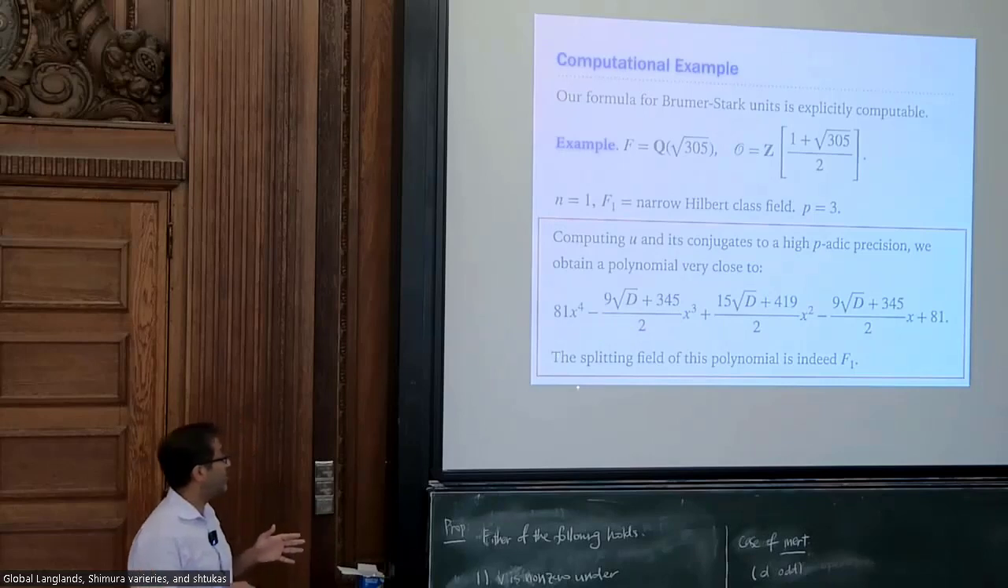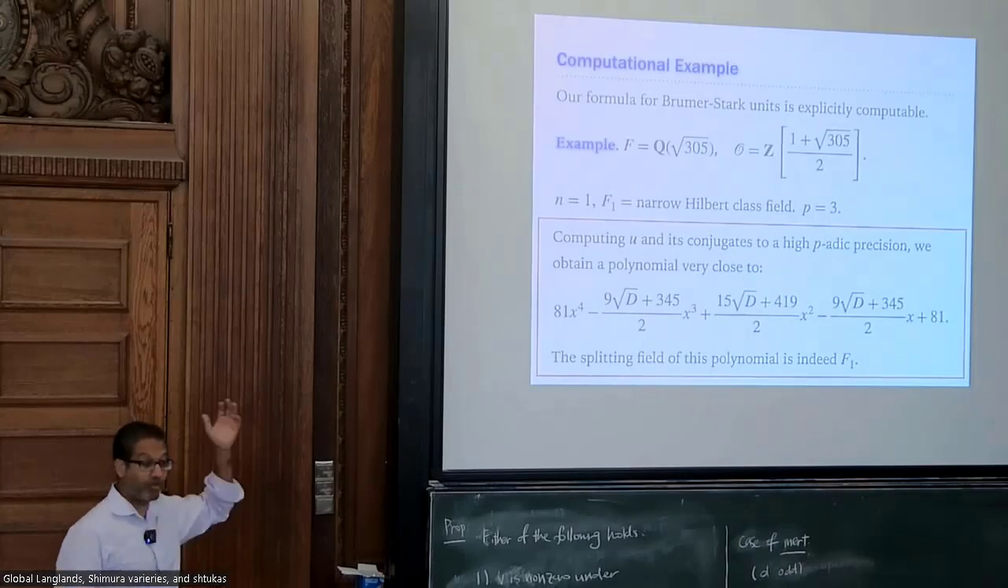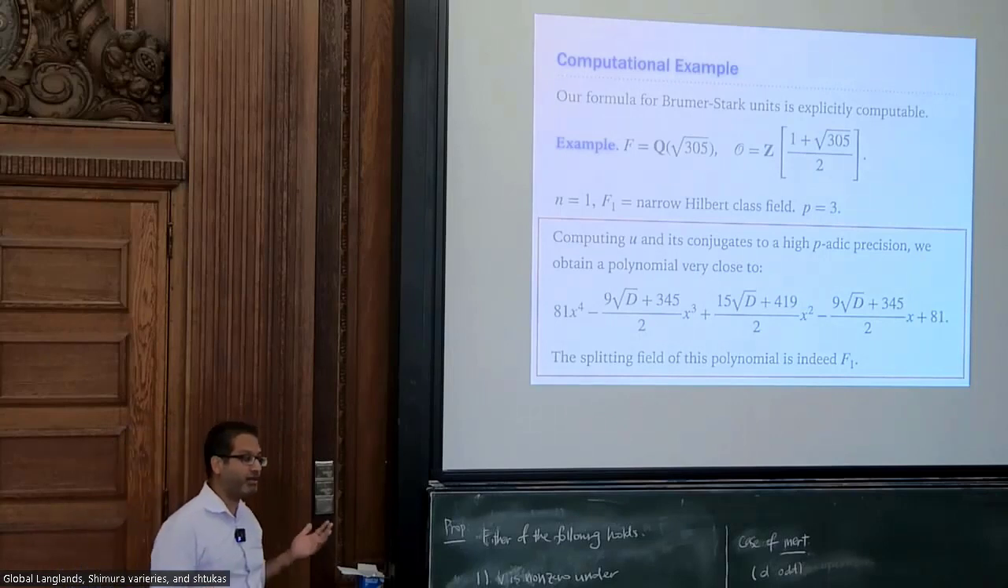Sure enough, you look at this polynomial and you can check that it generates an abelian extension of this ground field with Galois group Z mod 4Z, and it's actually unramified everywhere. So it's the right thing.